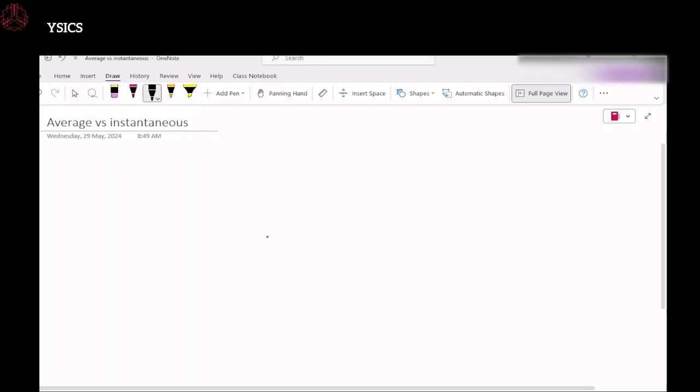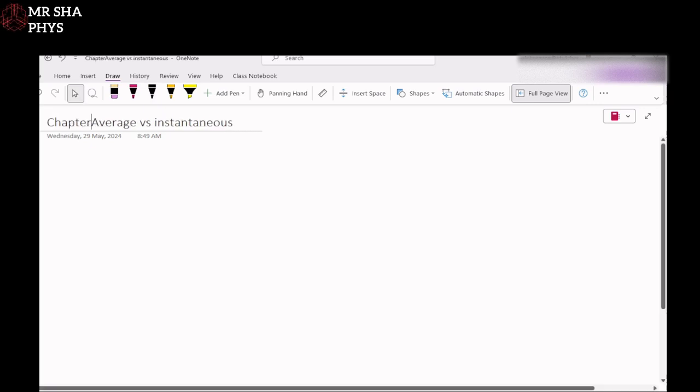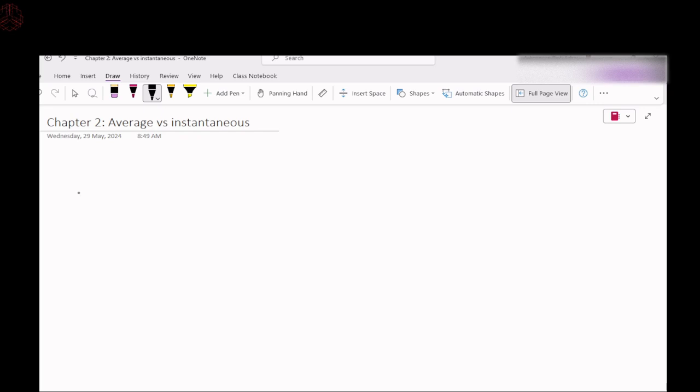Okay, we are entering chapter 2. Let me just write that down. Chapter 2. We are entering chapter 2, and this is going to be a chapter on kinematics. To begin, I want to mention that the difference between kinematics and dynamics is that in kinematics, you only care about the motion, or basically how it moves.